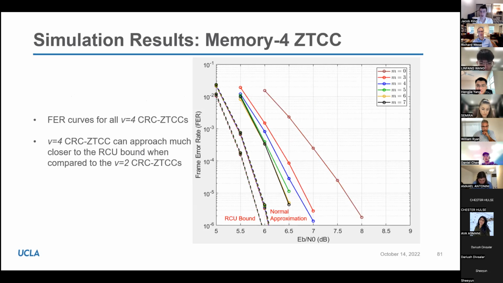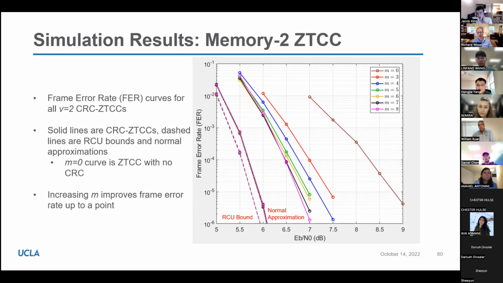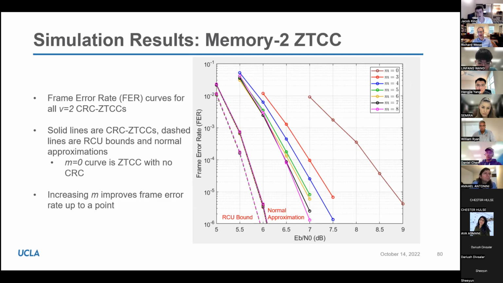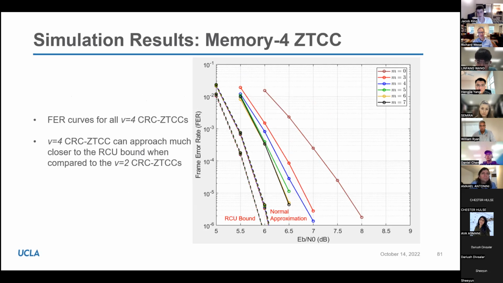We now show the FER curves for all memory 4 CRC ZTCCs. We can see that these codes perform significantly better than their memory 2 counterparts and approach fairly close to the RCU bound. Can you just toggle back and forth between the two slides for just a second? Yeah, sure. You can see that they perform significantly better than the memory 2, and also approach fairly close to the RCU bound.